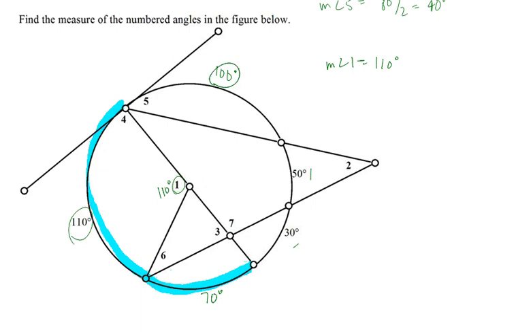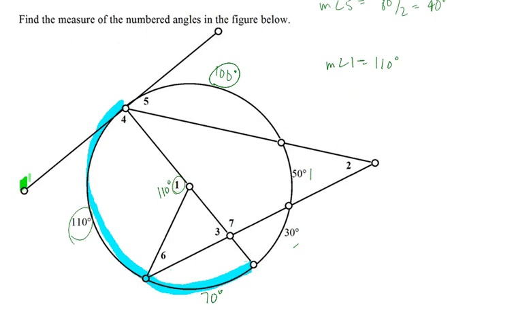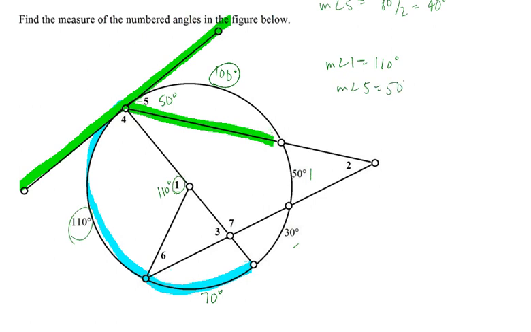Speaking of this 100 degrees, though, we were just working with that rule that a tangent intersecting with the chord, so the tangent is here, chord here, we're going to half that amount to find angle 5. Angle 5 is going to be half of that intercepted arc of 100 degrees. Okay.